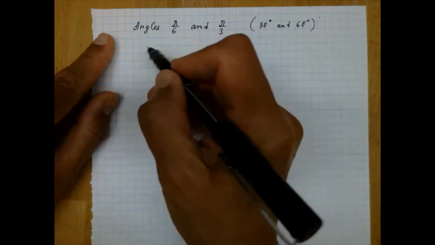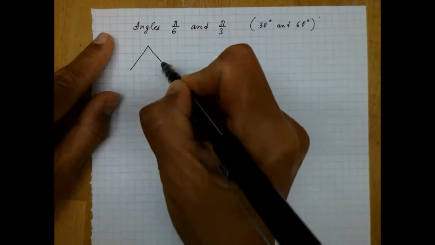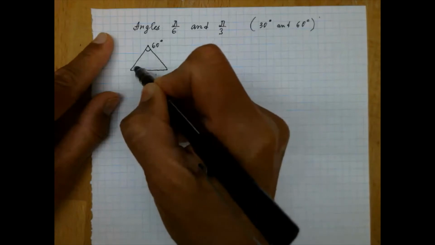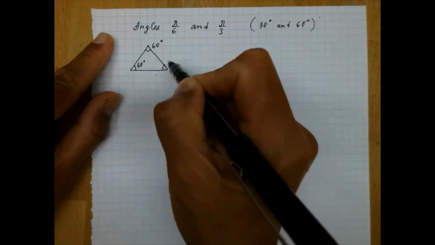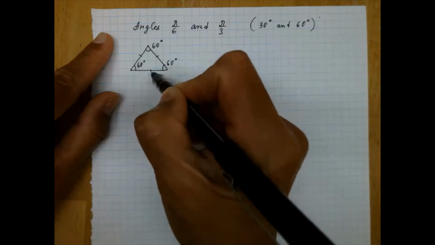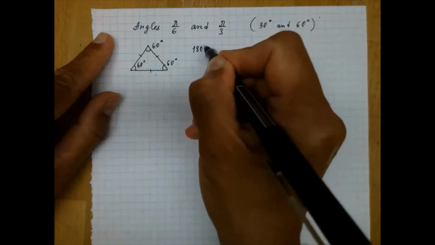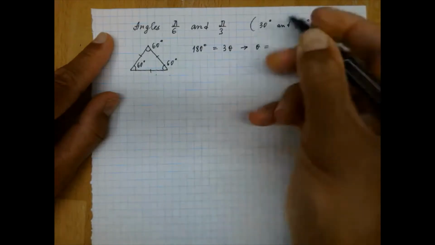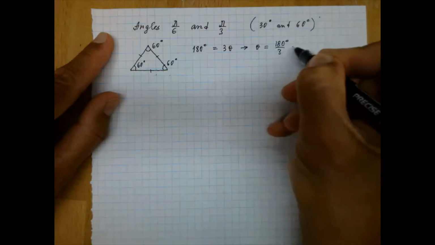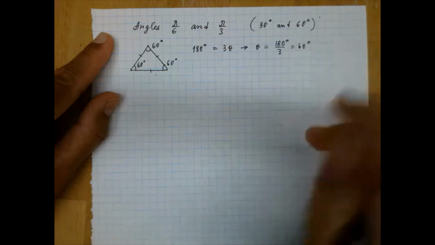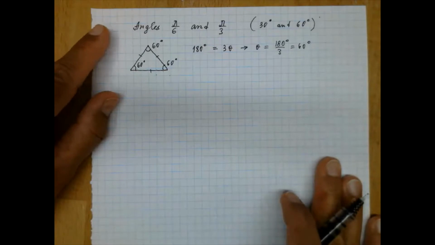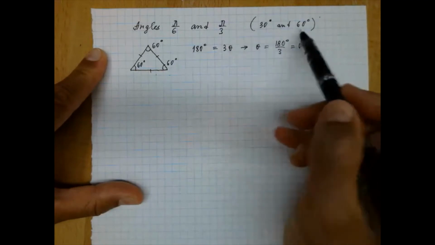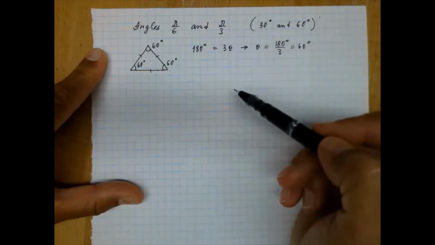To do this, I'm going to start with an equilateral triangle, which is going to have an angle of 60 degrees at every vertex. Remember that for equilateral triangles, all sides are equal, right? And because the sum of the angles is 180 degrees, and we have 3 same angles, we can get theta: the angle is 180 degrees divided over 3, which is going to give us 60 degrees. So all angles are equal, 60 degrees each. Well, we already have our 60 degrees somewhere in this triangle, right? So it's pi over 3. We'll need to get the angle of 30 degrees.